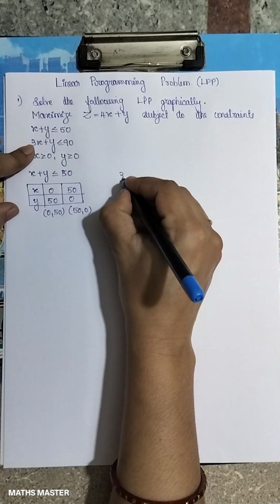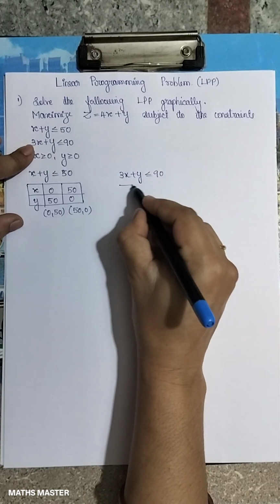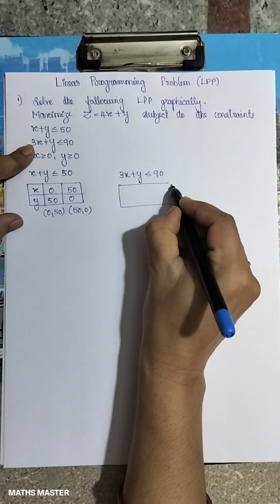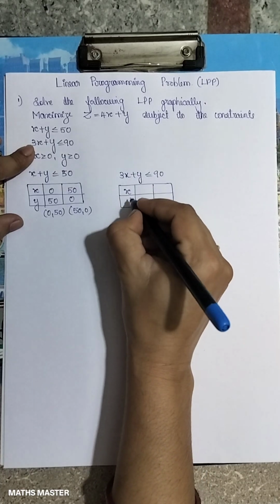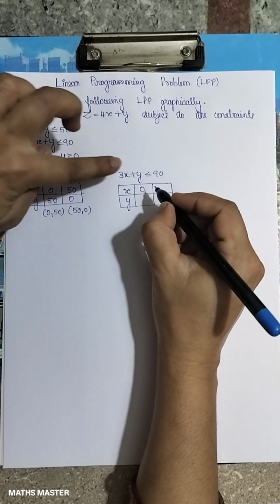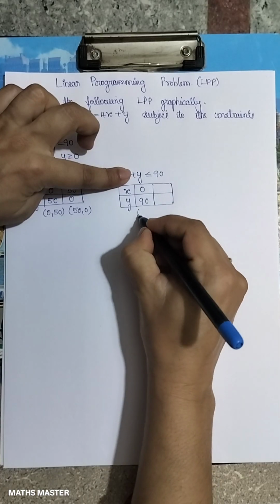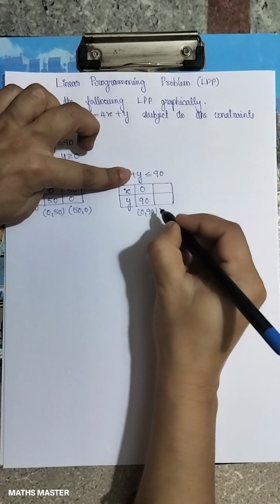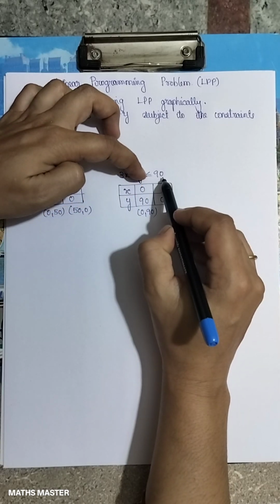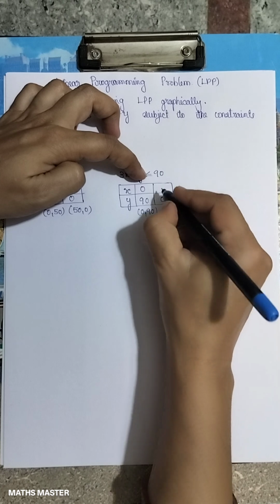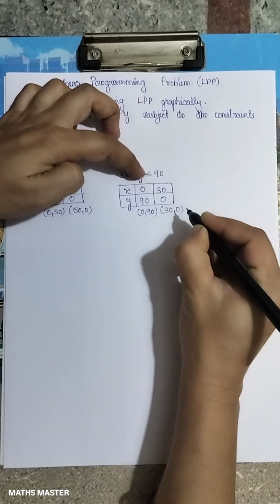Next constraint is 3x + y ≤ 90. Again consider a table, x, y. If x = 0, this term will be eliminated, so y will be 90. So we have got a point (0, 90). Then if y = 0, 3x = 90, so x = 90/3, which is 30. So we have got another point (30, 0).